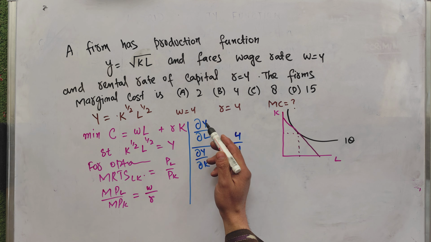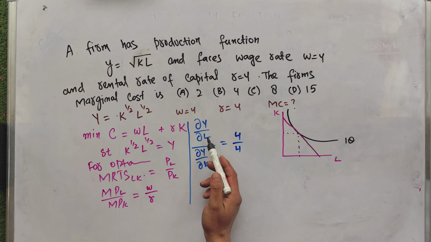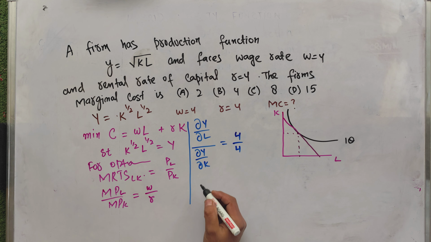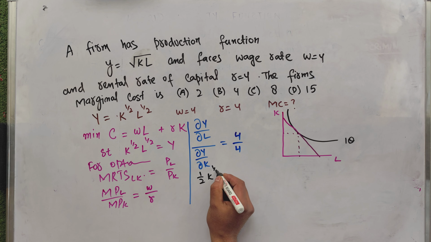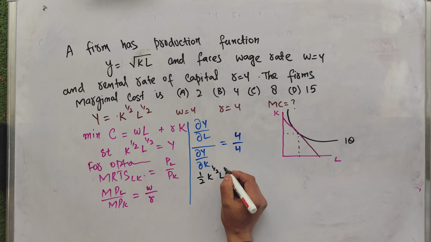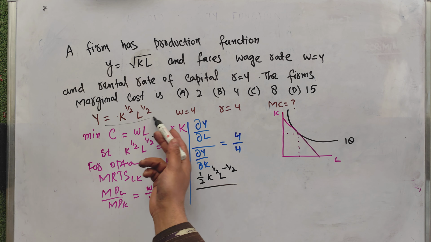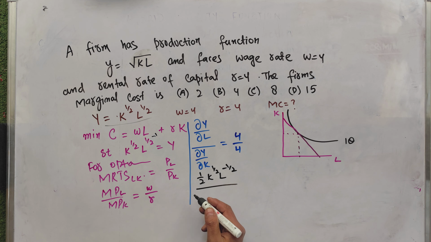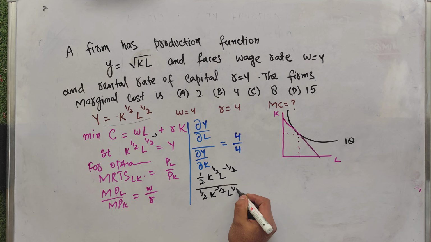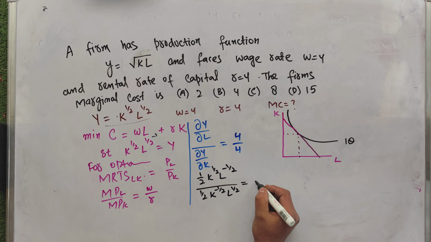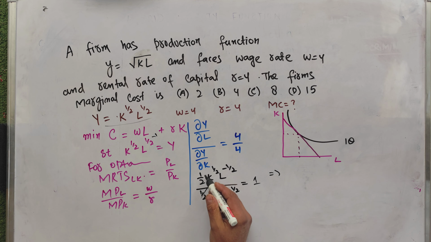Now, the partial derivative of the production function with respect to labor first: the exponent of L becomes the coefficient, so we have 1/2, K^(1/2) remains the same, but the exponent of L is reduced by 1, so 1/2 minus 1 is minus 1/2. Similarly, dy/dk is the partial derivative of the given production function with respect to K. The exponent of K becomes the coefficient and the exponent is reduced by 1, so we get minus 1/2, and L^(1/2) remains the same. It should be equal to 4/4, which is 1, so the 1/2 gets cancelled.